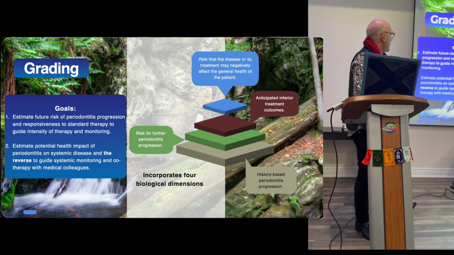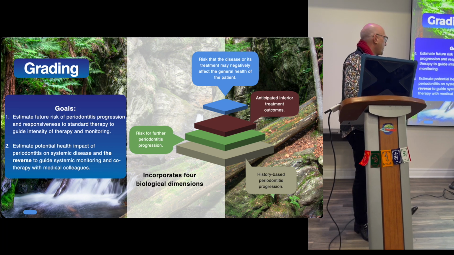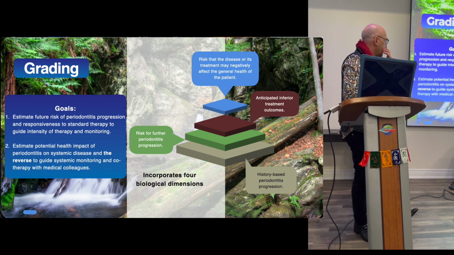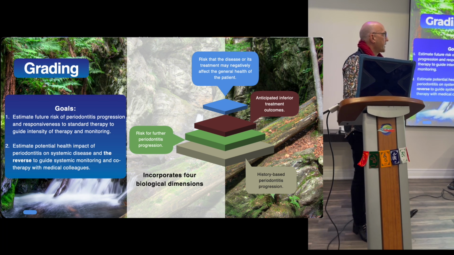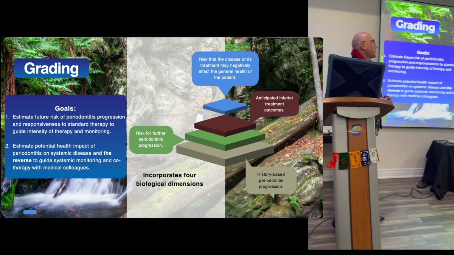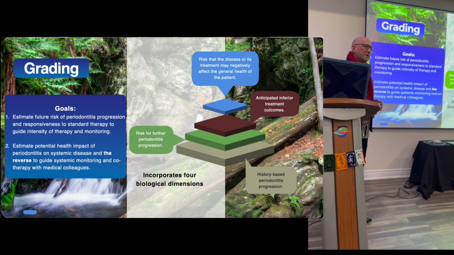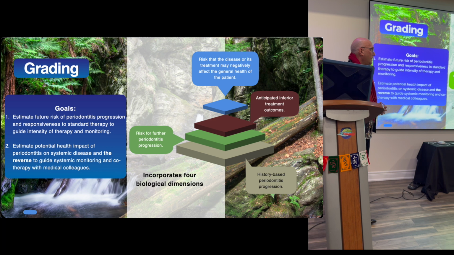In grading, you want to assess the future risk and the potential health impact and the ability to reverse or guide systemic monitoring. So you're looking at these 4 different things. The risk that the disease or its treatment may negatively affect the general health of the patient. You don't want it to affect the general health of the patient. So this is important that we get control of this.